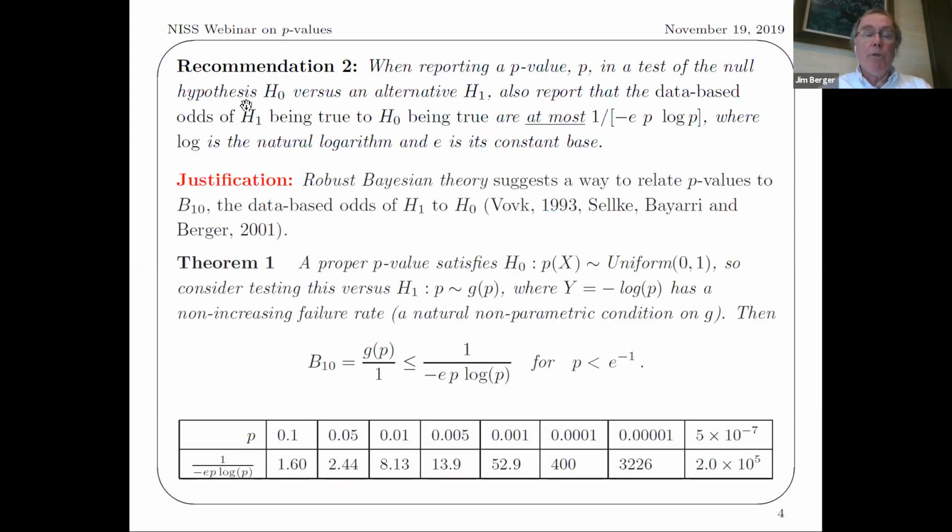And I'm going to kind of work backwards because recommendation 1 follows from recommendation 2. So I'm going to start with recommendation 2, which is this idea of trying to convert a p-value into an odds statement. So the data-based odds of H1 being true to H0 being true are at most equal to 1 over minus e p log p. Okay, and the justification is robust Bayesian theory.